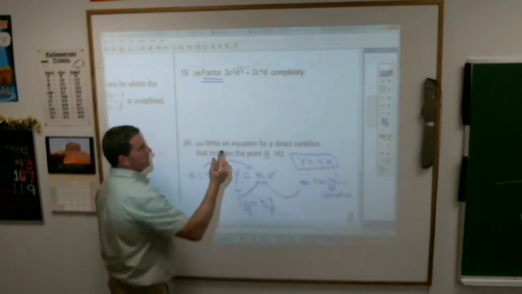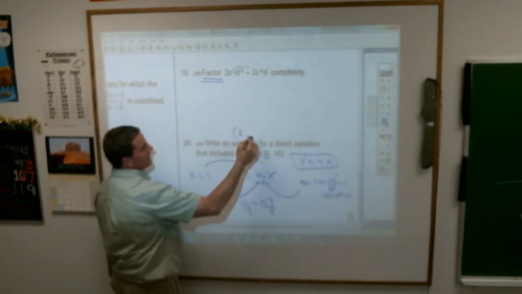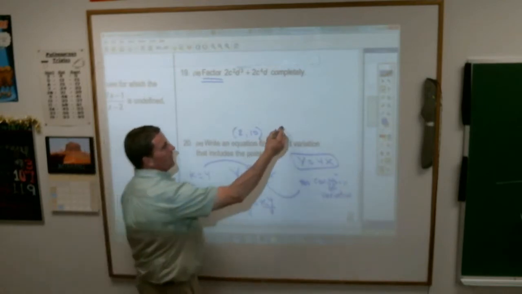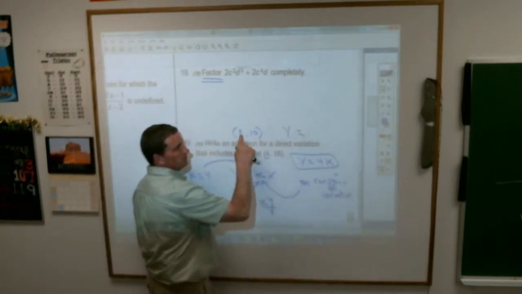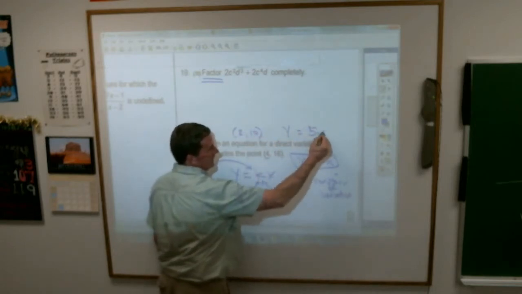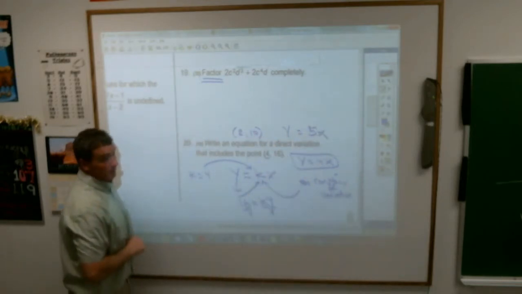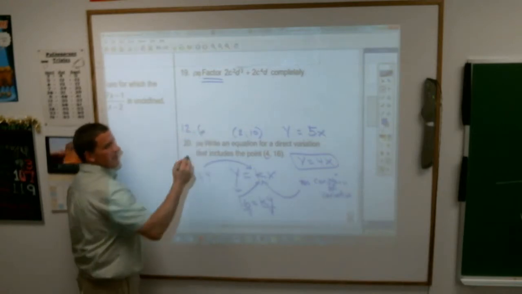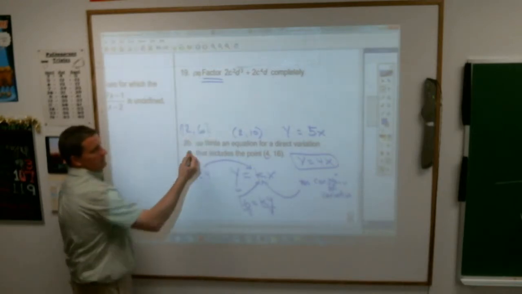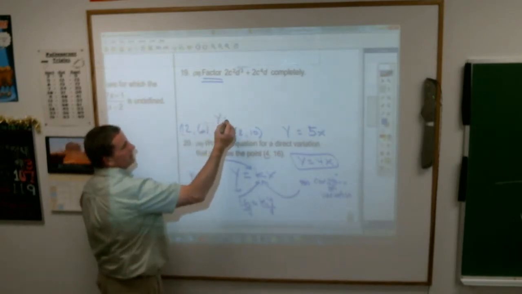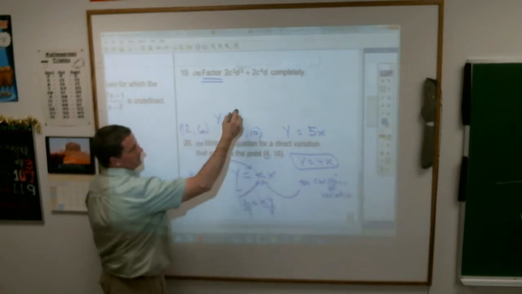Wait. What if it was this? What if it was 2, 10? What would the equation be? Y equals, what do you multiply this by to get that? Y equals 5x. That would be the equation. What if it was this? What if it was 12, 6? It's not negative. Half. Y equals 1/2 times x gives you this.